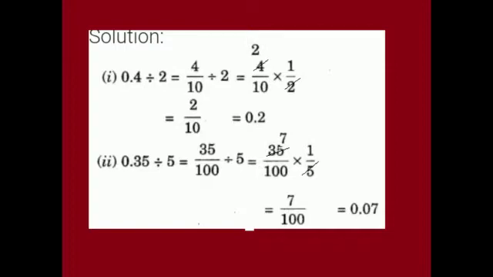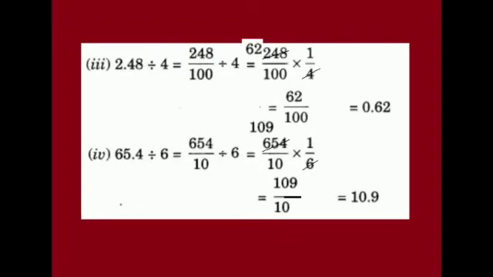Next, second subdivision, 0.35 divided by 5. So 0.35 can be written as 35 by 100, that should be divided by 5. So 35 by 100 into the reciprocal of 5, which is 1 by 5. On cross cancelling 5 and 35, we get 5 ones are 5 and 5 sevens are 35. So 7 into 1 is 7, 100 into 1 is 100. Now 7 by 100, which is equal to 0.07.